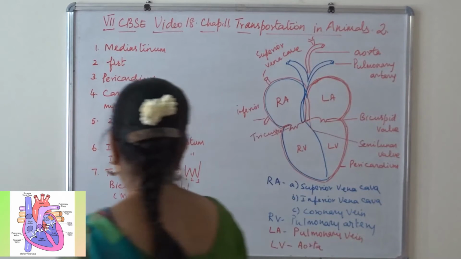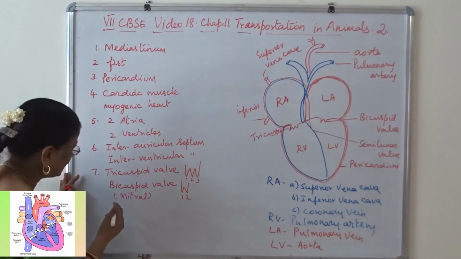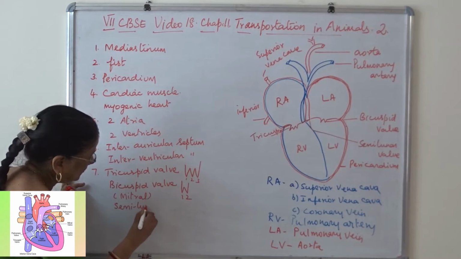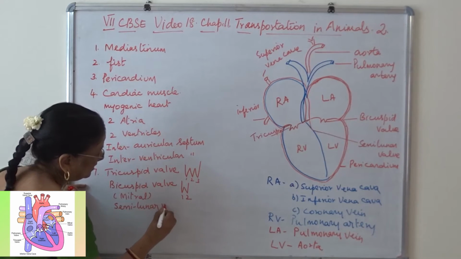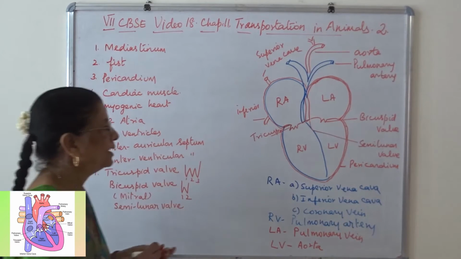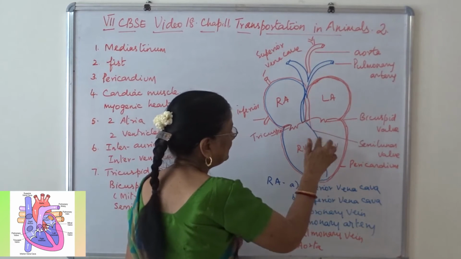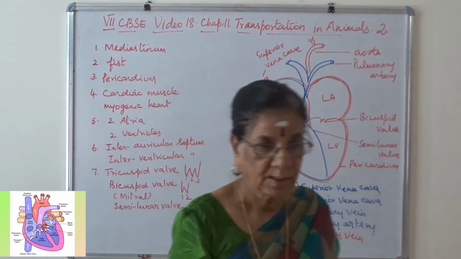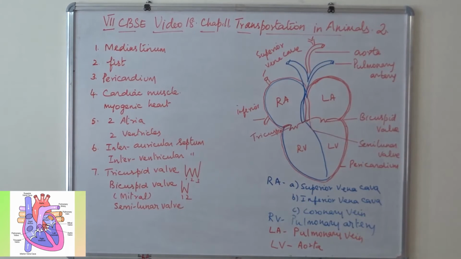And there is one more valve we come across, known as the semi-lunar valve, where from the left ventricle it takes the blood outside. From the left ventricle, the semi-lunar valve takes the blood outside. I hope you are able to follow this.